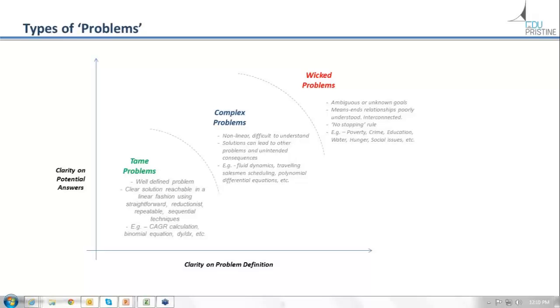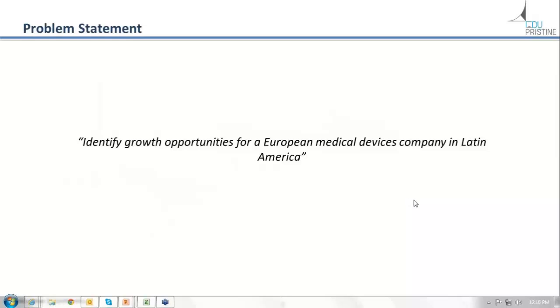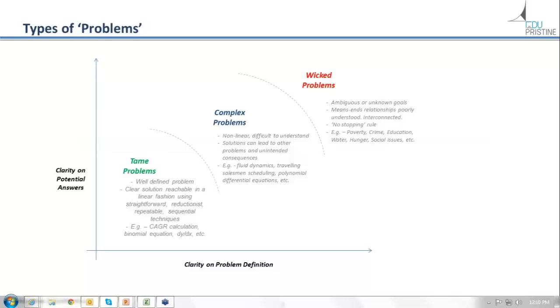If you want to know more about these definitions, I'm happy to share the references and sources. But going back to my slide, the first thing we do whenever we're dealing with a consulting problem is to figure out what kind of problem we are dealing with. Here, you're talking about growth opportunities in Latin America for this particular medical devices company. There could be many different potential solutions here. I would not frame it as a wicked problem. This is a solvable complex problem.